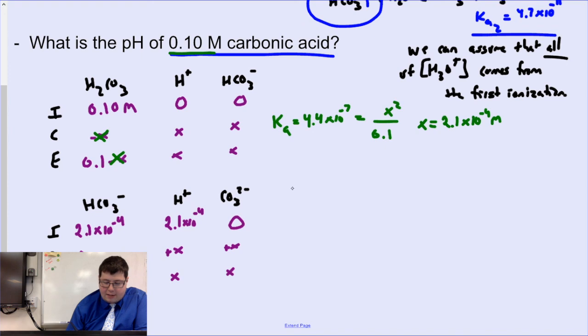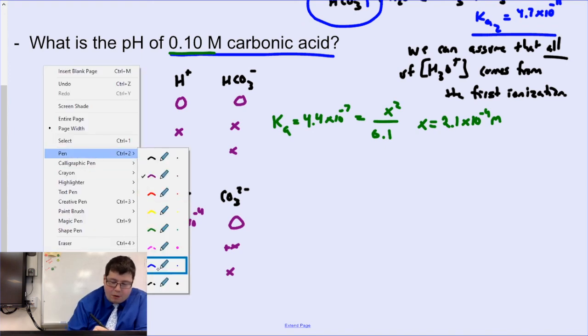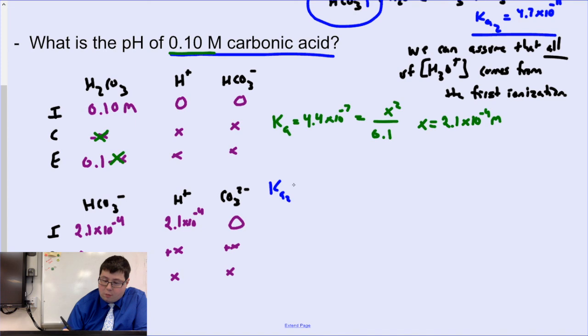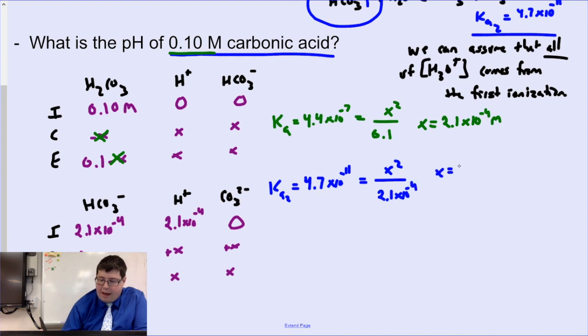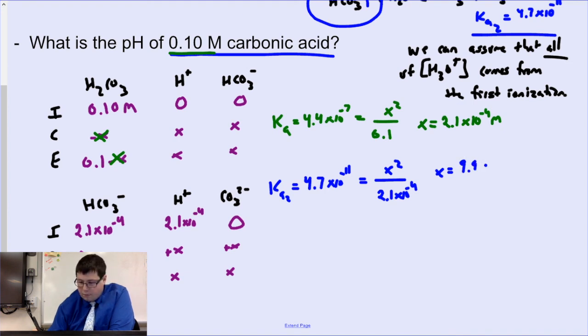If this is x and this is x, then I can set up my Ka expression from here. Ka2 is 4.7 times 10 to the minus 11th. That's going to be equal to x squared divided by 2.1 times 10 to the minus 4th. And if I solve for x here, I get 9.9 times 10 to the minus 8th molar. So to find the total H plus concentration then, all I would need to do is add the two x's, my two H plus concentrations from each of my ionizations.